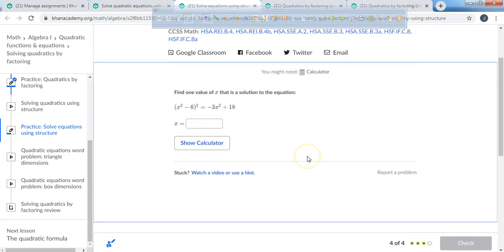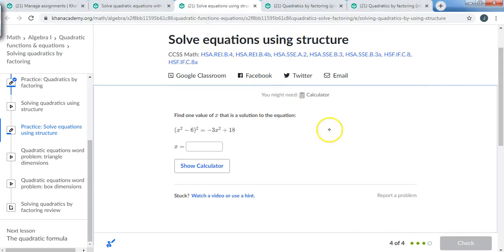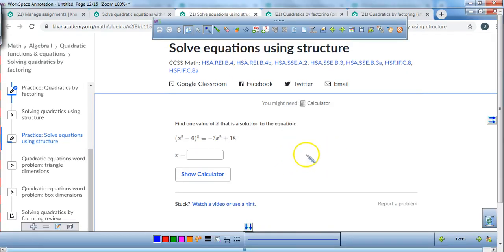Let's do one more right now. It just says find one value of x that is the solution to the equation. I realize of all the assignments, this is probably the toughest one, so feel free to watch it over again, or if you want to have a Zoom class where I work on one of yours individually, you're more than welcome to. Just let me know.